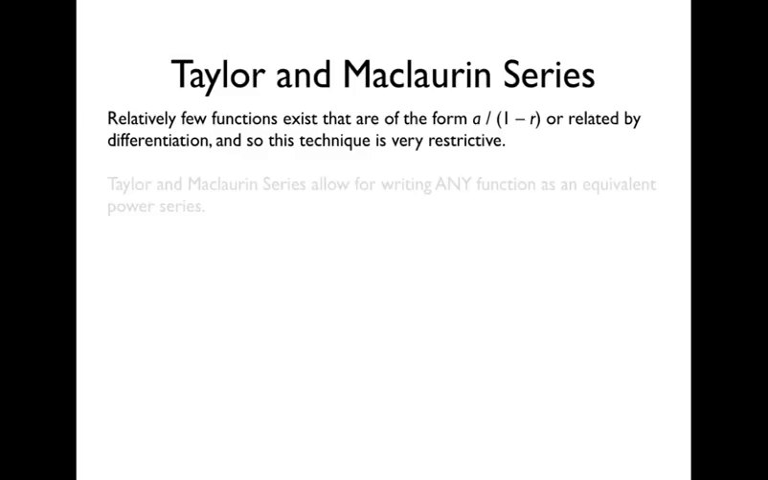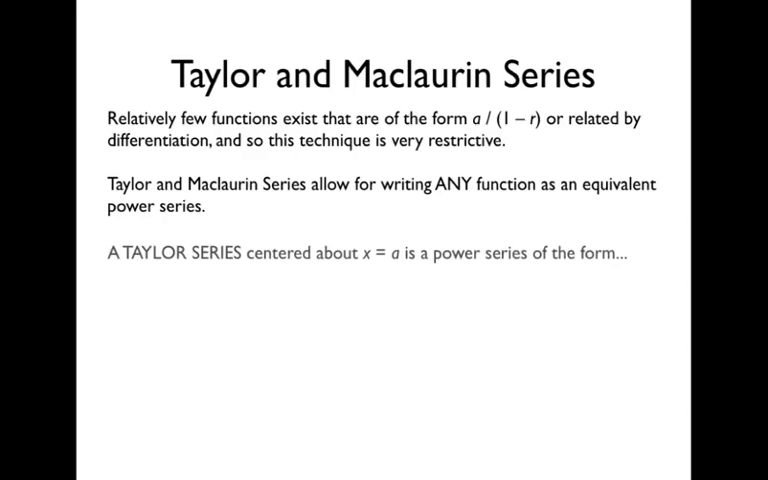So Taylor and Maclaurin series allow us to write any function as an equivalent power series. Meaning, as we talked about earlier, that any function can be estimated with a polynomial using a Taylor or Maclaurin series. The Taylor series has a center. It's centered about x equals a. So it'll be the best at a, and as you include more and more terms, it will do a better and better job away from a of estimating the actual function you started with. That's what we mean by centered about a.